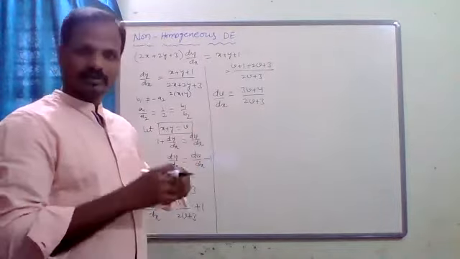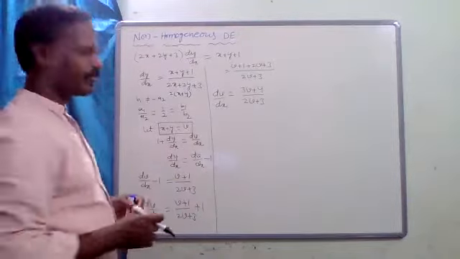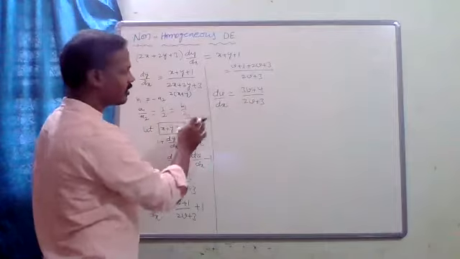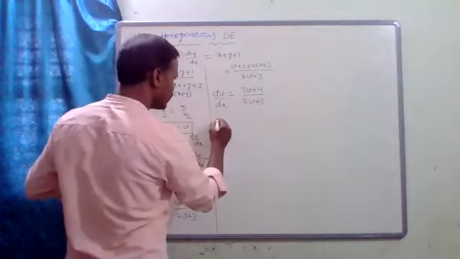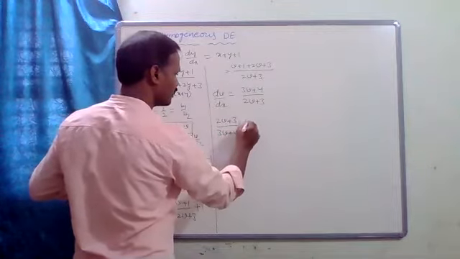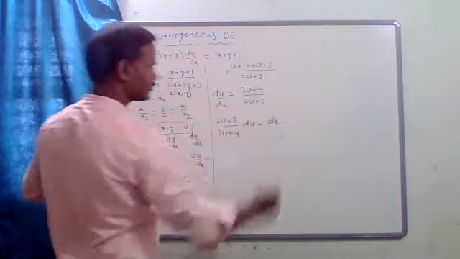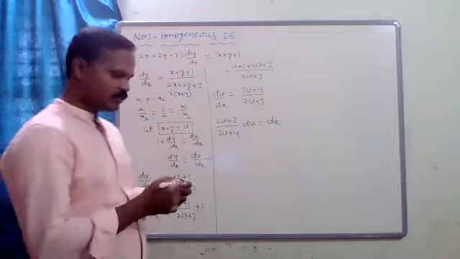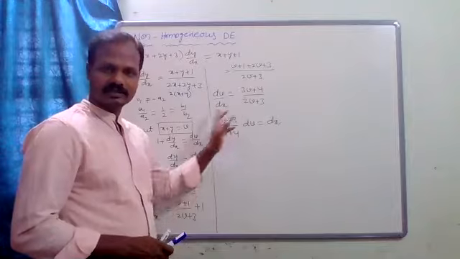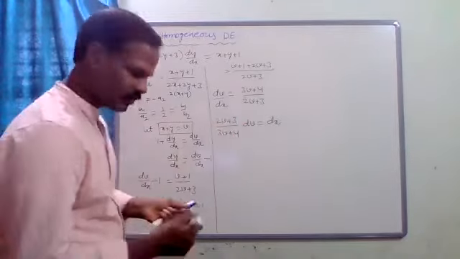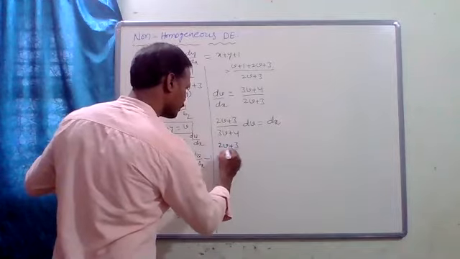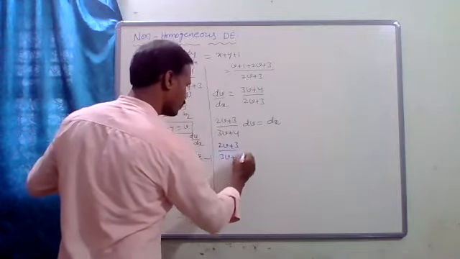Now you have to apply variables separable. Take all the terms including v to the left side and x to the right side. Then it becomes 2v plus 3 by 3v plus 4 dv equals dx. Clear? And now what do you have to do? Here you have to apply partial fractions. So I will do partial fractions here: 2v plus 3 by 3v plus 4 equals.